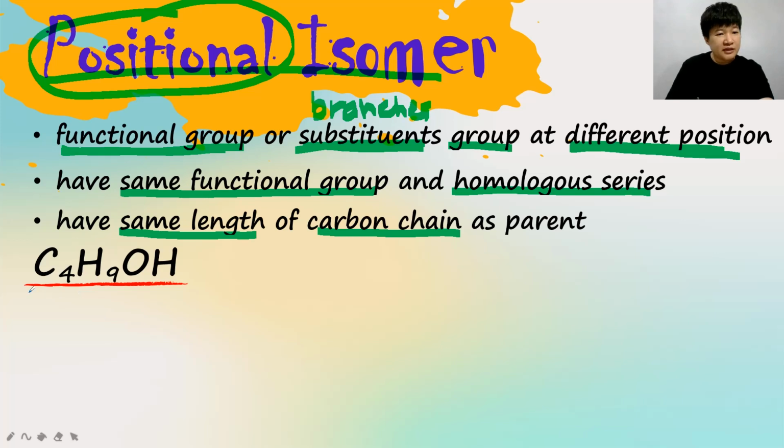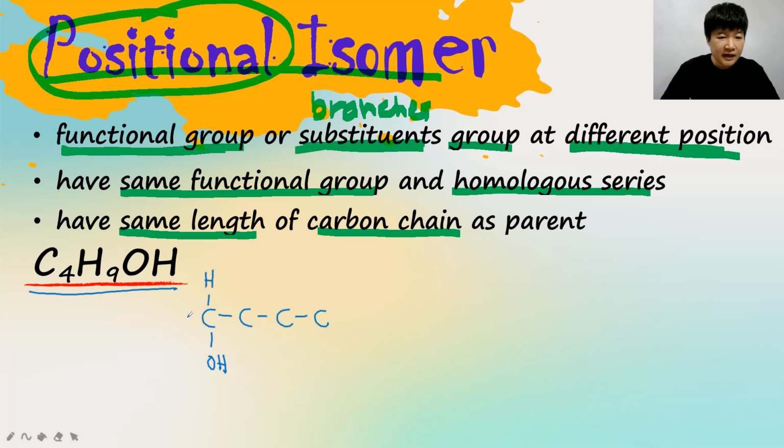So I'm still using the same C4H9OH. I still start with the easiest one, where I arrange the 4 carbon in the form of a straight chain. And like I drew just now, I put in the OH on the first carbon. So we still put the OH on the first carbon. Okay? And then I complete all the hydrogen.